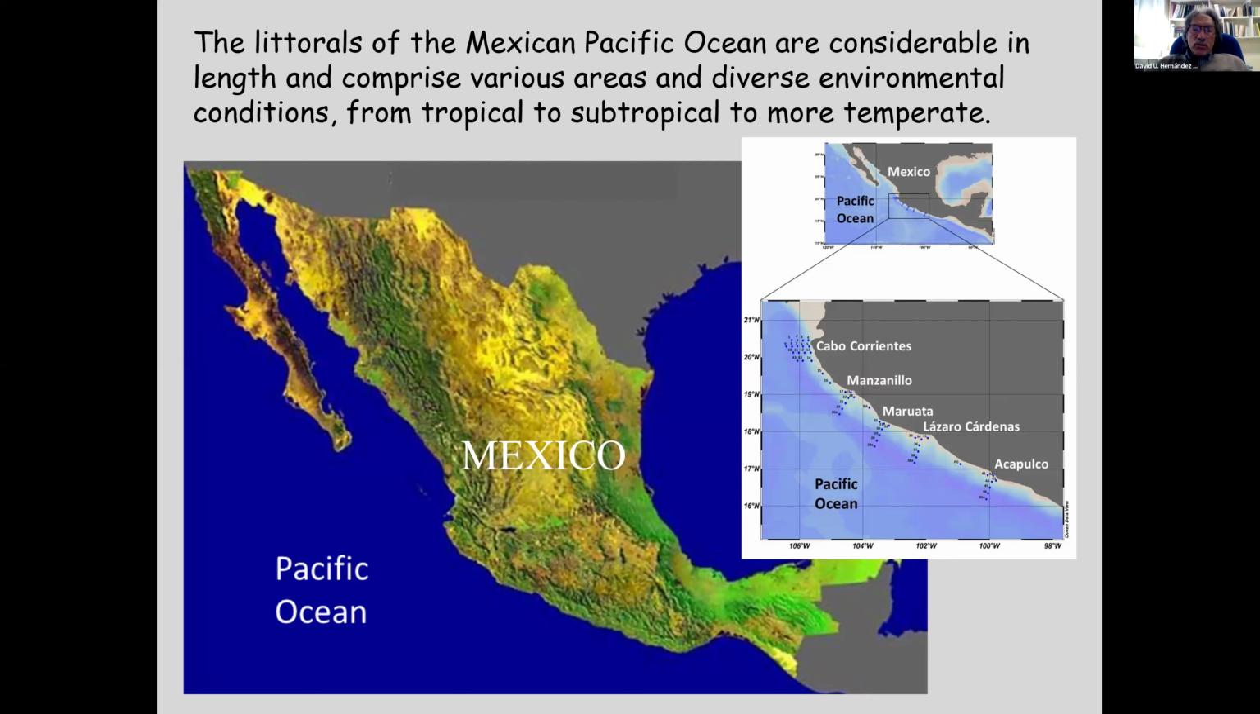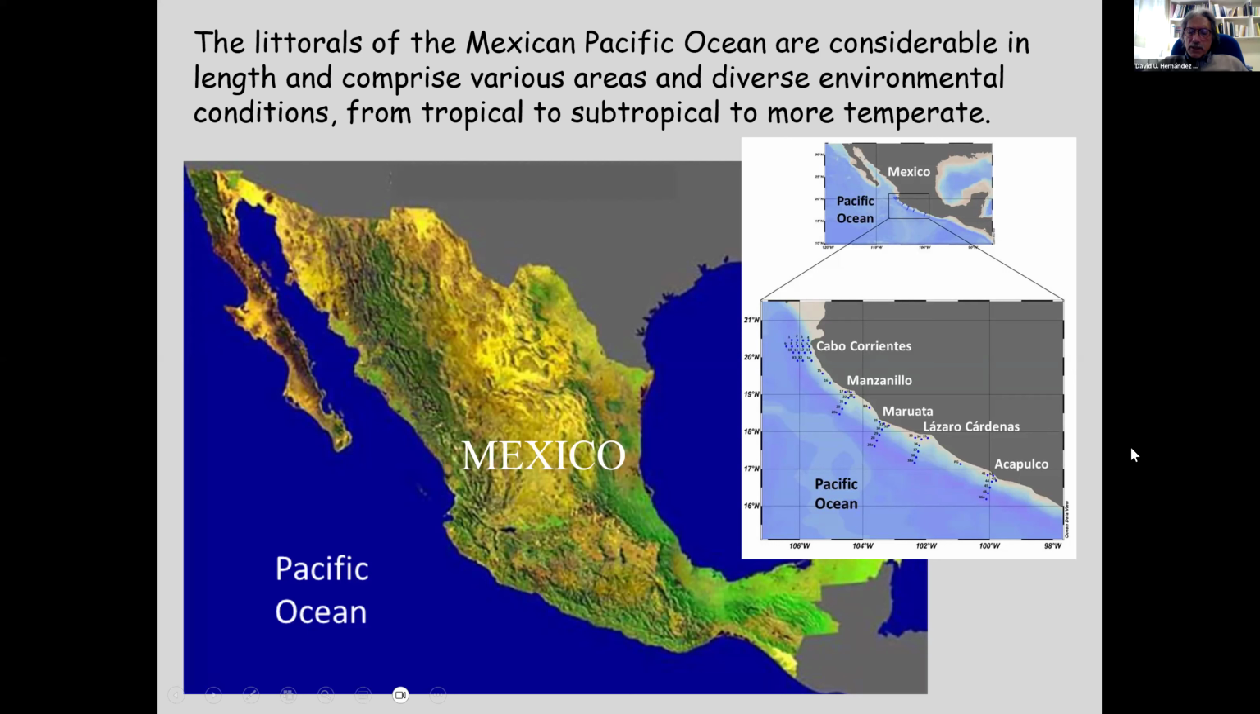I'm trying to focus this seminar. I will say that the littorals of the Mexican Pacific Ocean are considerable in length and comprise various areas and diverse environmental conditions, from tropical to subtropical in the southern part to more temperate on the coast of Baja California and Baja California Sur, and includes two main gulfs, the Gulf of California and the Gulf of Tehuantepec in the southern part.